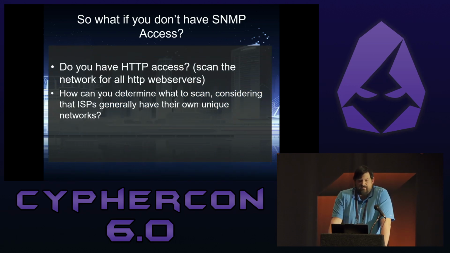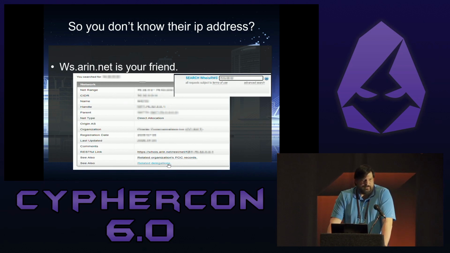So, what if you don't have HTTP access, or you don't have access to SNMP at all? And how can you determine what to scan, considering the ISPs usually have unique networks? Well, ARIN is your friend. They come back and give you all the data for you. If you want to look for things, you just have to ask it, hey, where is it? And typically speaking, it'll come back and give you the CIDR range, the handles, who to talk to, who you know you don't want to talk to, where the abuse information is, et cetera.